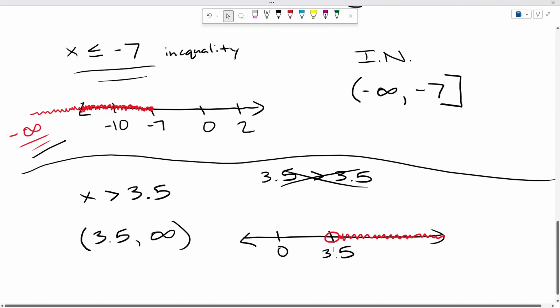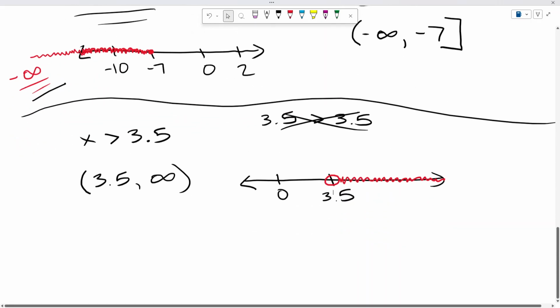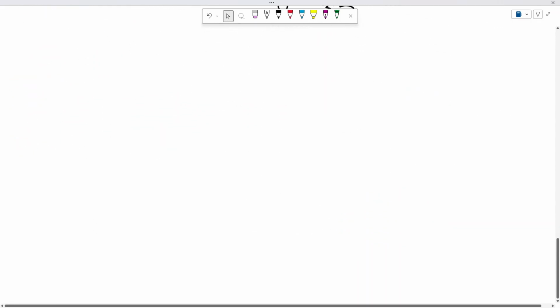Now, what if we had something like, let's say, x less than 10, but also greater than 2. So x has to be greater than 2 and less than 10. So what values make this statement true?